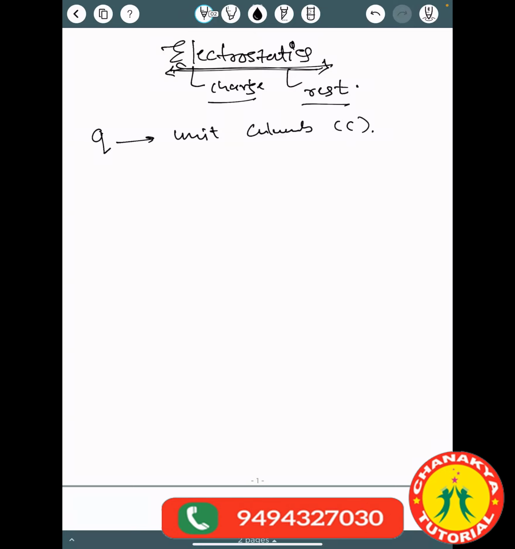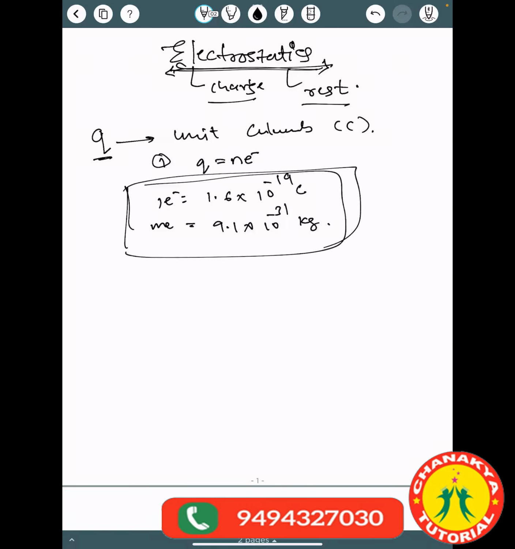The charge has some properties. The first property is charge is quantized. That is, the charge will be a multiple of the charge of an electron. And the charge of one electron is 1.6 into 10 to the power minus 19 coulomb. You guys know this, right? Mass of electron is 9.1 into 10 to the power minus 31 kg. Okay, quickly I'll revise and we'll start solving questions.